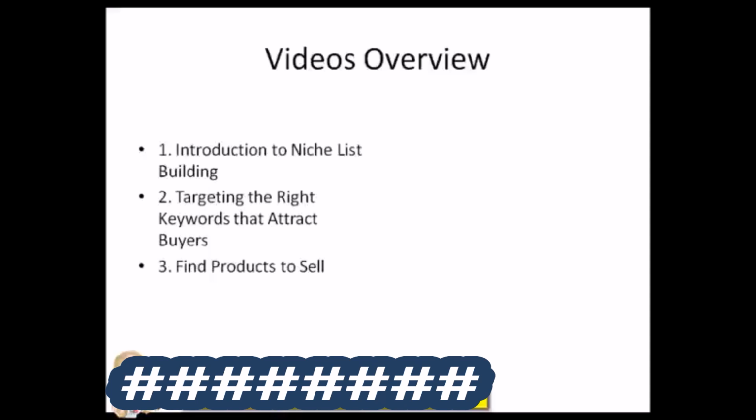Third, we're going to figure out products to sell. Whether you have actual products that you want to sell, or we're going to find products that you can actually sell. So I want to make sure that you have as many avenues as possible. So once you've built a list, you can monetize it as much as possible.